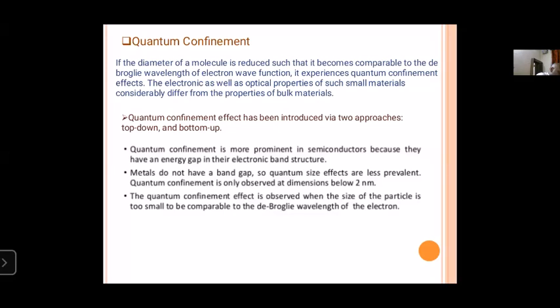Quantum confinement is more prominent in semiconductors because they have an energy gap in their electronic band structure. We know about the energy band gap, so I'm not talking about it now. Metals do not have a band gap, as we know, so the quantum size effect is less prevalent. Quantum confinement is only observed at dimensions below 2 nanometers. It is observed when the size of the particle is small enough to be comparable to the de Broglie wavelength of the electron.